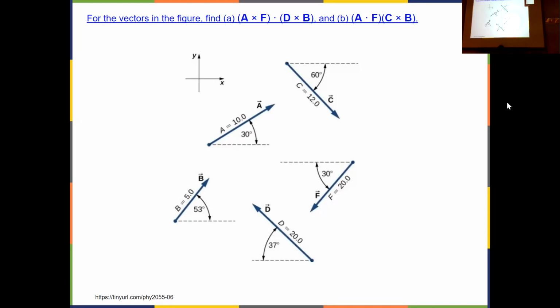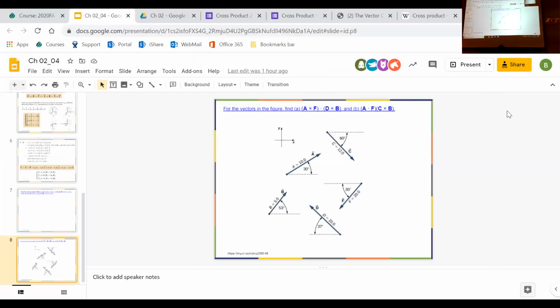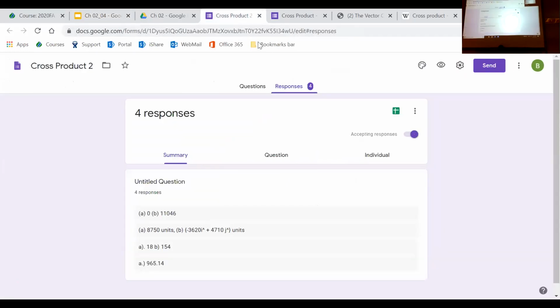The result will be 11,046. So I think the first response here is right, but you need to specify the k direction here. You should indicate this is in the k direction, 11046 k. Because it's a vector, there should be a direction.